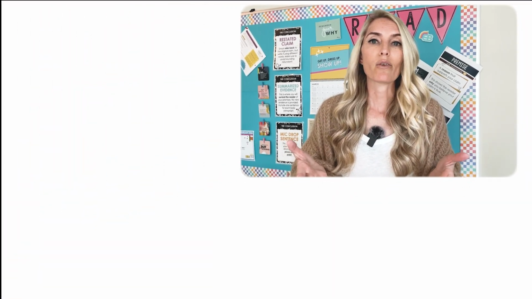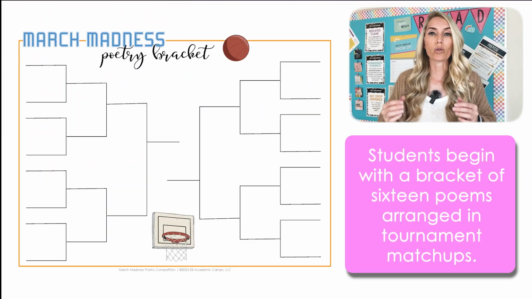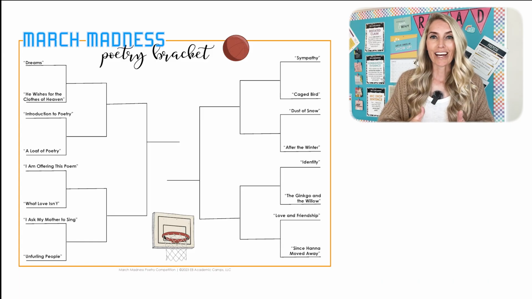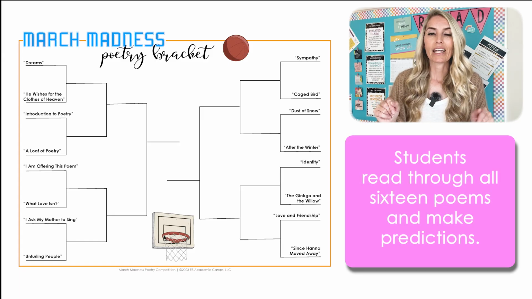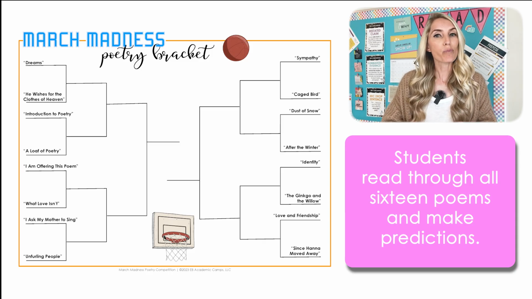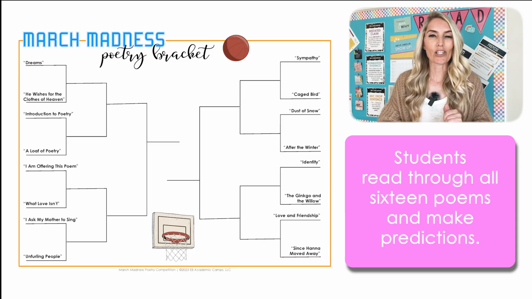So students begin with a bracket of 16 poems arranged in tournament matchups. On the first day, students read all 16 poems and they make predictions about which poem they think might ultimately win the competition. Now, this is a great opportunity for students to simply experience the poems first, right? Noticing what stands out to them, what they connect with, and which poems they find most interesting. Once students have read the poems and filled out their prediction brackets, you are ready to officially begin the tournament rounds.